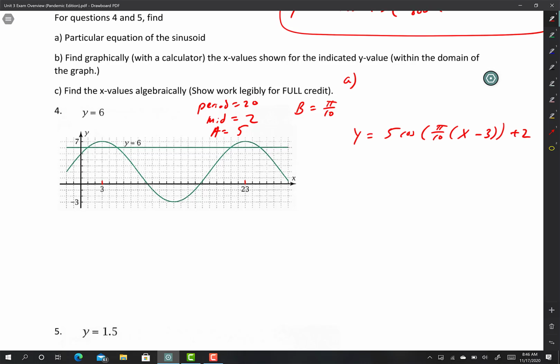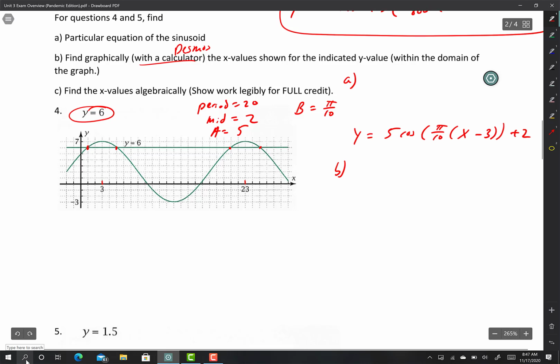And then letter B says to find these values. It tells me to use a calculator, or I guess also with Desmos, since Desmos is a calculator, within the domain. So pretty much I'm going to find those 4 points. So for letter B, that's y equals 6. So I'm going to type this into Desmos, guys. Let me see if I can remember my equation here. I'm going to write it down on the side here. 5 cosine pi over 10 x minus 3, close, close, plus 2.